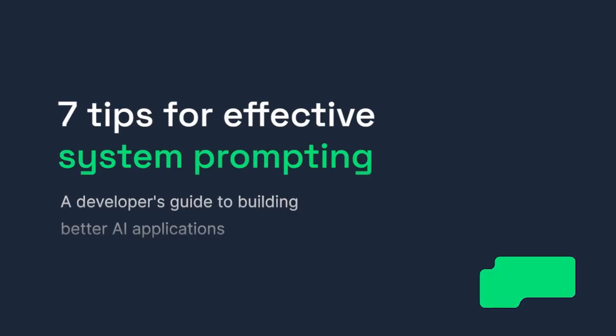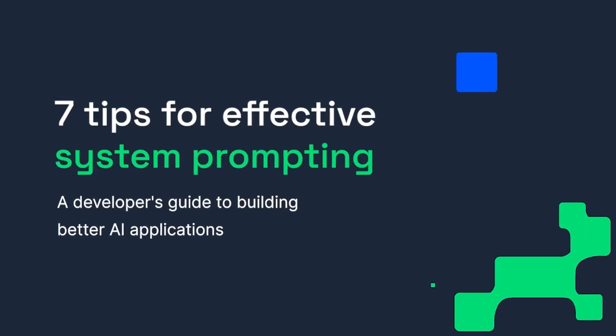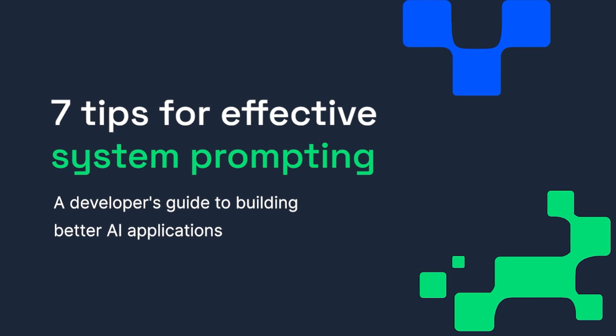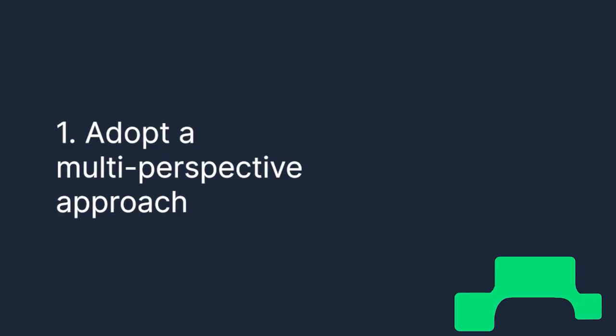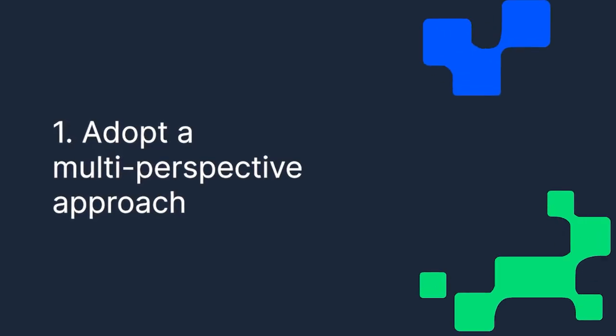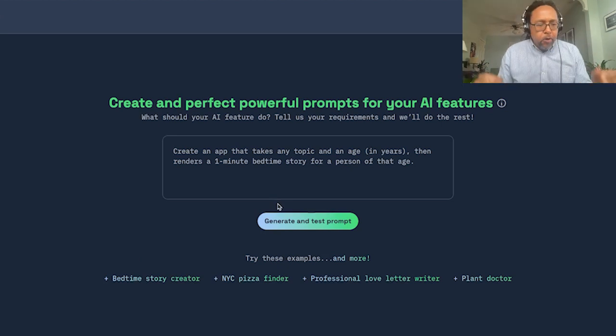Today we're going to be running through 7 tips for effective system prompting, a developer's guide to building better AI applications. So the first tip we have is to take a multi-perspective approach. Just to demonstrate this, we're going to pull up circlet.ai, something that we've built here at CircleCI to use prompting to generate features and applications for our end users.